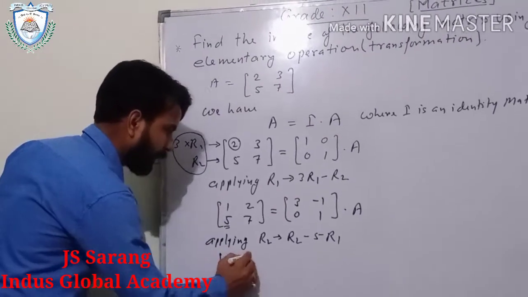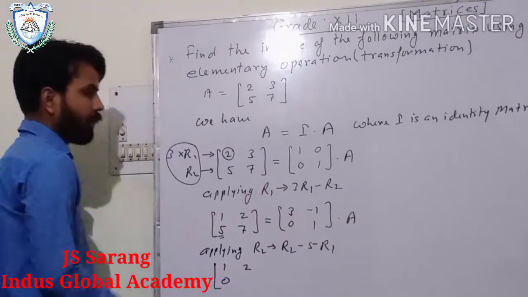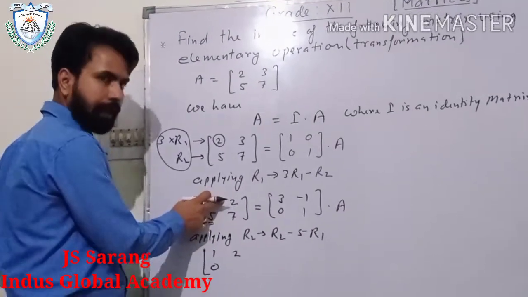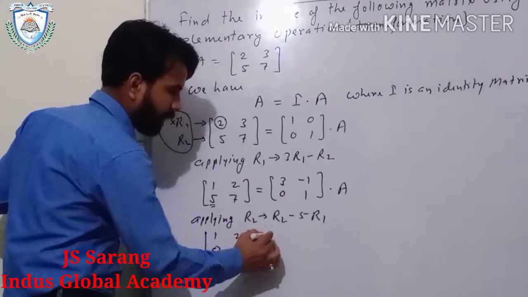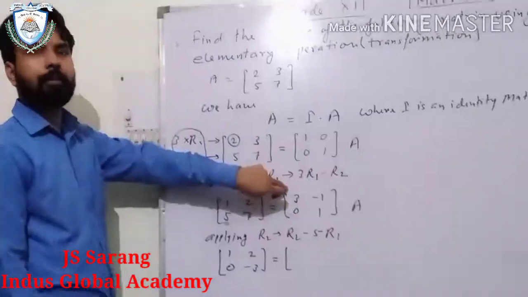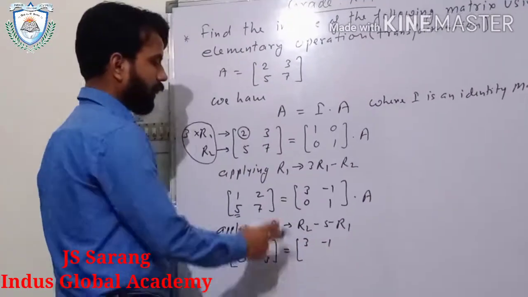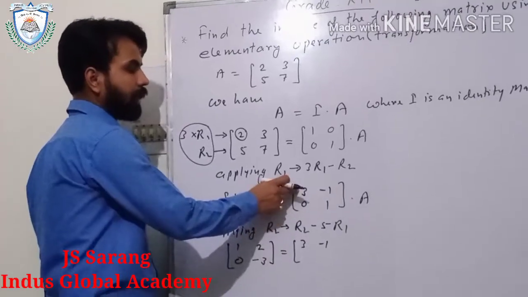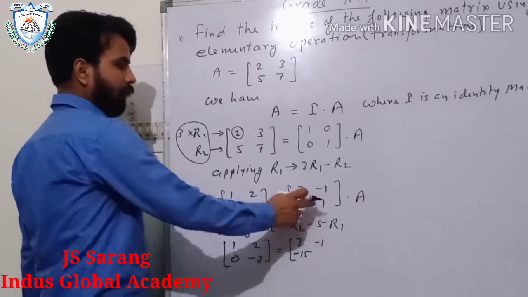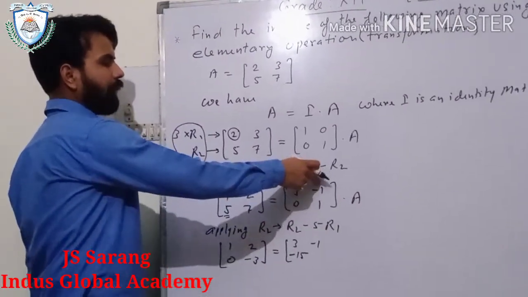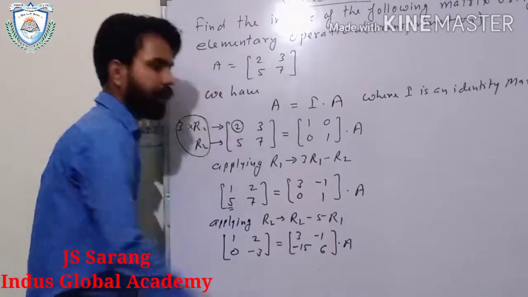First row will remain the same, 1, 2. R2 minus 5R1 means 5 minus 5, that is 0. 7 minus 5 2s are 10. 7 minus 10, we will get minus 3, equal to. The same operation we will implement here. First row will remain the same, 1, 0. Now R2 minus 5R1: 0 minus 5 3s are 15, that is minus 15. 1 minus 5, 1 plus 5 we will get 6, into A.